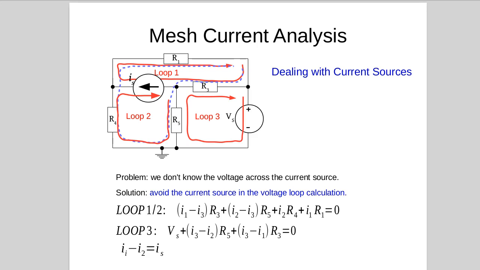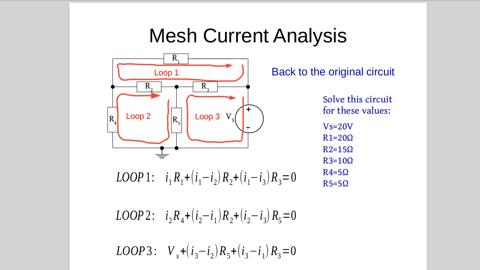So once we know that I1 minus I2 equals IS, we can rearrange that equation and then substitute into both the other two equations, and we'll remove one of our unknowns. So either we can remove I1 from both equations, or we can remove I2 from both equations, depending on our choice.